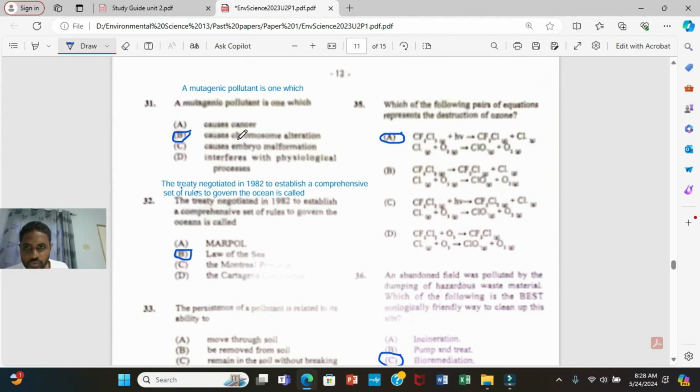it will cause chromosome alteration. So mutagenic has to do with the gene makeup of the organism. Once that is changed, that's mutagenic.